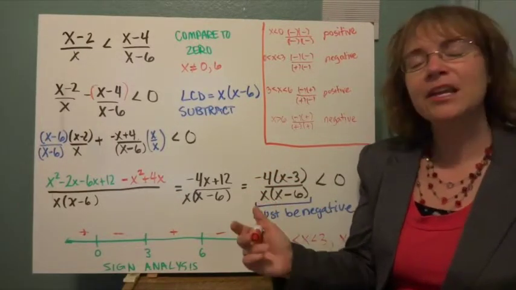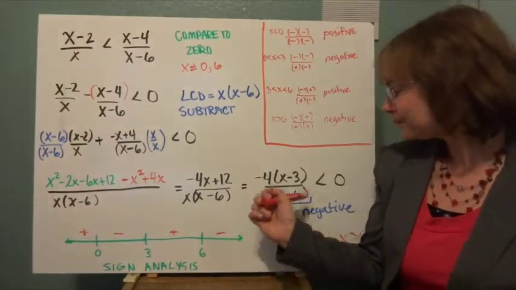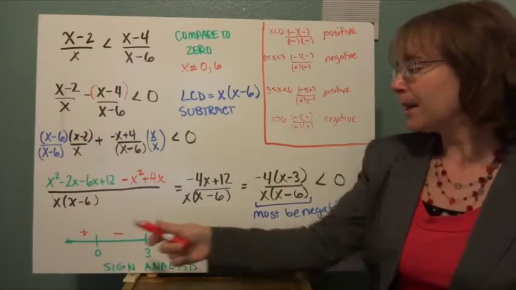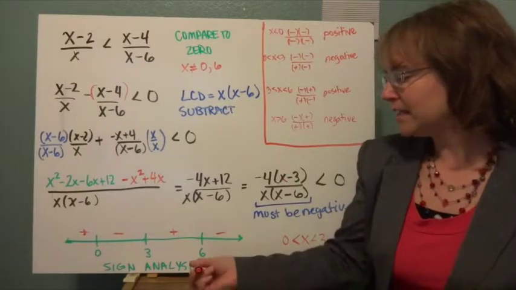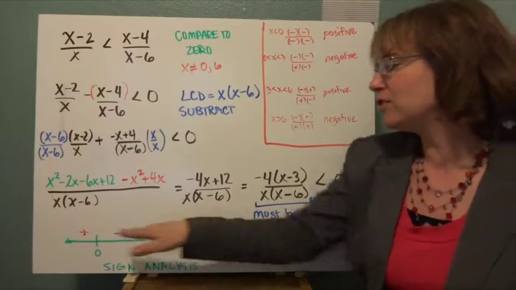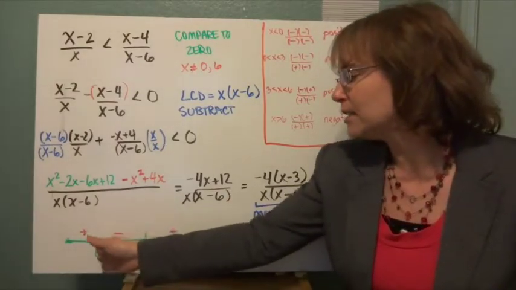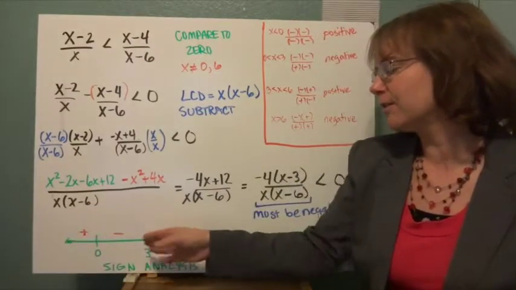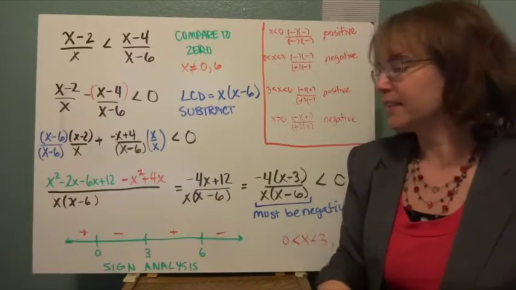and x equals 6. Now I know x can't actually be equal to 0 or be equal to 6, or in this case be equal to 3, because that would be an equals 0. But I'm going to plot them because that's where my sign changes are going to occur. This is called a sign analysis. So I'm just looking at my values of x on a number line, and I'm looking at what happens around 0, 3, and 6. So before 0, after 0, before 3, after 3, and before 6 and after 6.